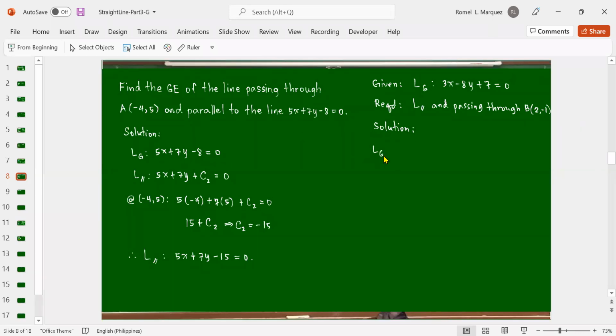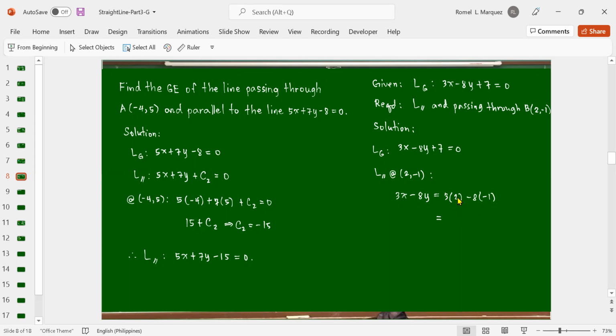So the line given, we have 3x minus 8y plus 7 equal to 0. For the line parallel, so that you can easily solve for it, that will pass through the point (2, -1), you just copy 3x, then minus 8y, and then the constant c sub 2, when you transpose on the right side, it is just actually 3 times... you just substitute here the point, no? So 3 times 2 minus 8 times -1, so that you can easily solve for c sub 2.